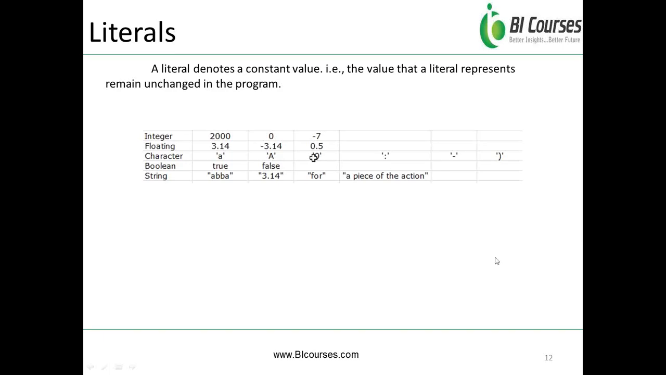And next one is literals. A literal denotes a constant value. The value that a literal represents remains unchanged in the program. For example, if you write int a equals 2000 and you are not changing the value of a, then we call it a literal. That is an integer literal. You can assign constant values like 2000, and there are floating, character, boolean, and string literals. So boolean literals are true, false, and if you are not changing the value of those identifiers, then we call them literals.